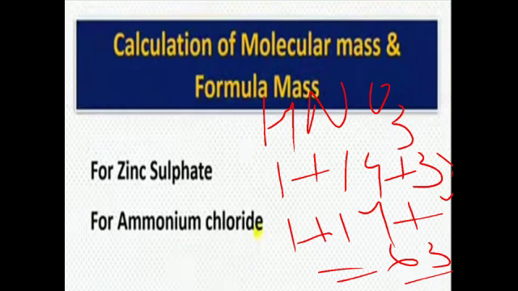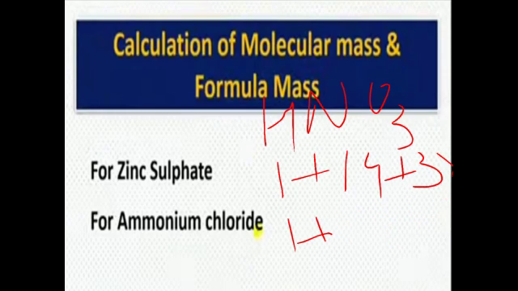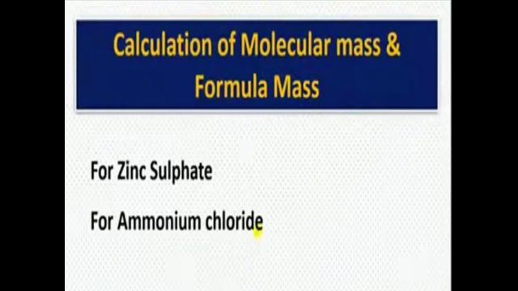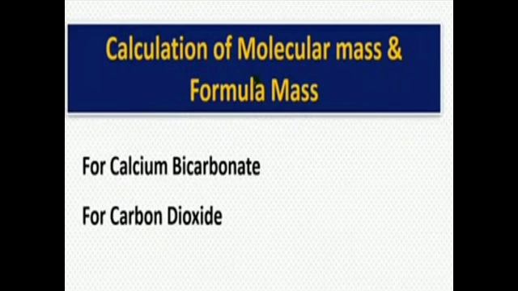Molecular mass and formula mass are the same. Molecular mass is formula mass. So this way you can calculate the molecular mass. It is easy. It is the sum of all the atomic masses of the atoms in the molecule, right? So this will be your homework. You have to calculate the molecular mass of zinc sulfate, ammonium chloride, calcium bicarbonate and carbon dioxide. You have to do it on your own.